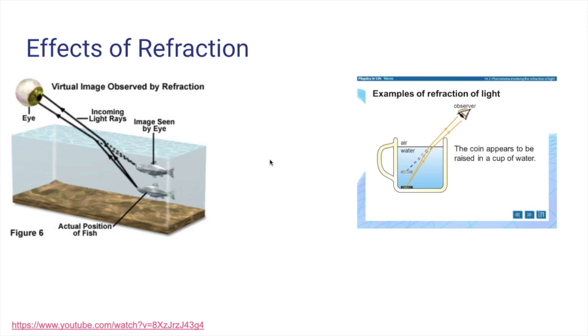Hello. So in the last video we learned about reflection of light and some effects of reflection. We studied reflection on spherical mirrors. Now instead of a mirror, if the light is incident on a transparent surface, not a reflecting surface, then instead of getting reflected back, it actually goes inside the surface. This is called refraction.